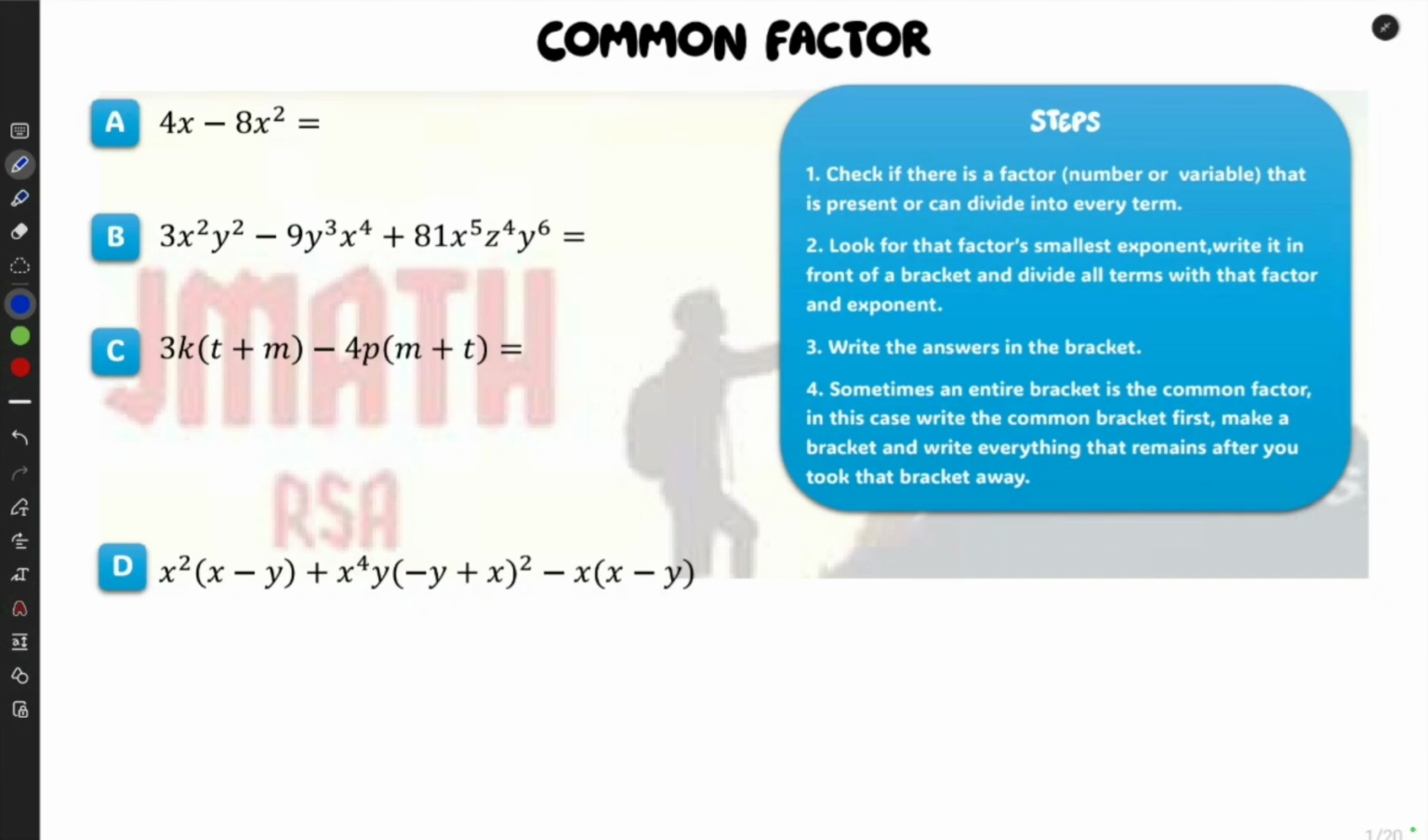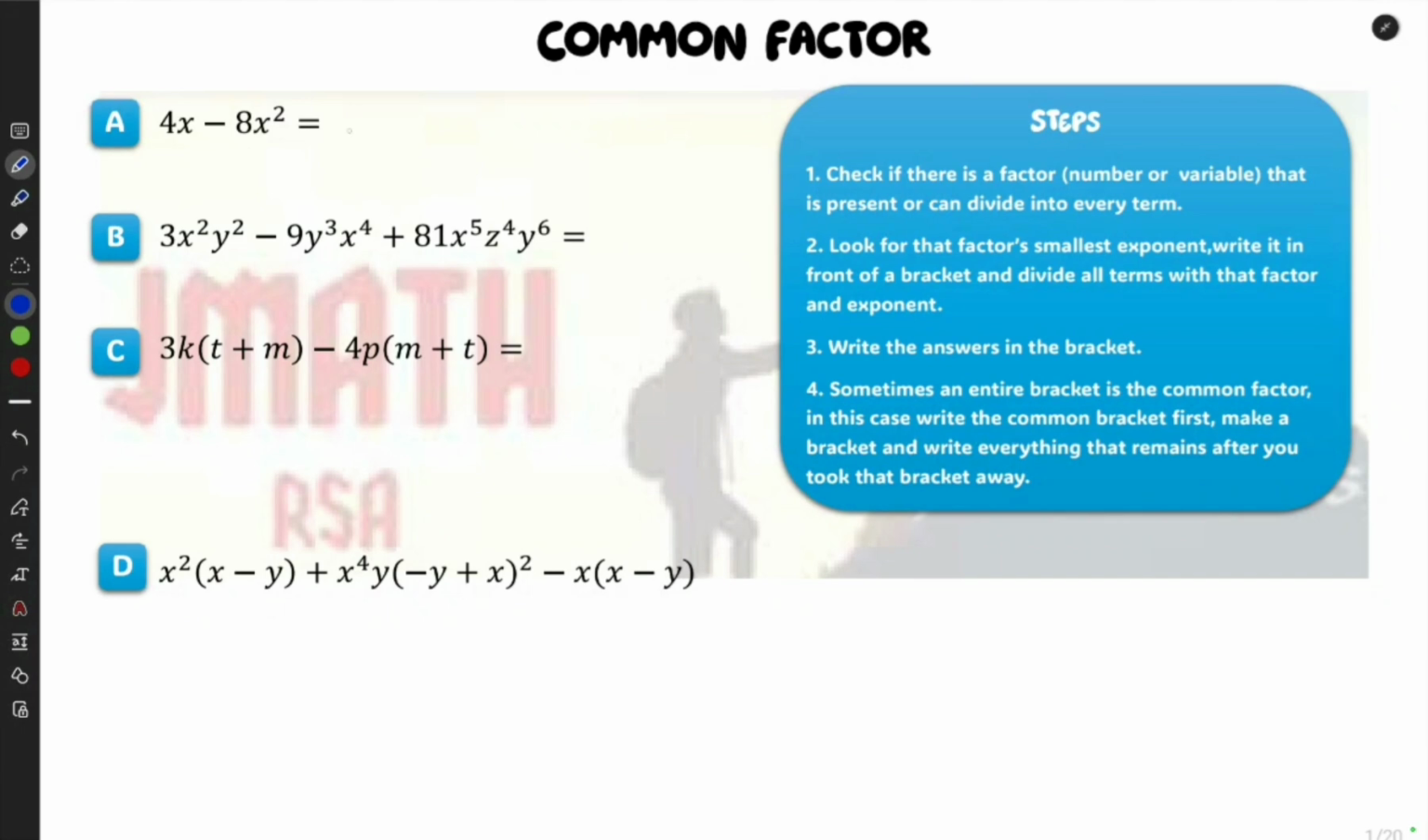You would look at the numbers first. So if I look at question A, there's a 4 and there's an 8. So I know that 4 can divide into both of them. Once you have the numbers established, you can write that in front, and then you move on to the first variable. So in this case, an x, I need to see, do all the terms have an x? And then what is the most x's I can take away?